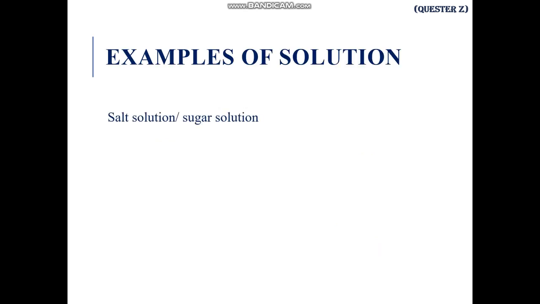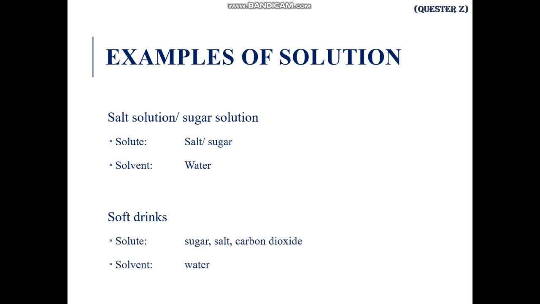Examples of solution: salt solution or sugar solution. In case of salt solution, we will take salt as a solute, while in sugar solution we take sugar as a solute, while the solvent will be water. In cold drinks, the solutes are sugar, salt, and carbon dioxide. Three solutes are present while the solvent is water.